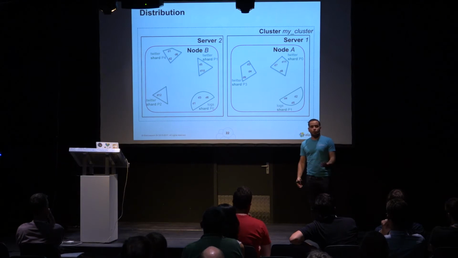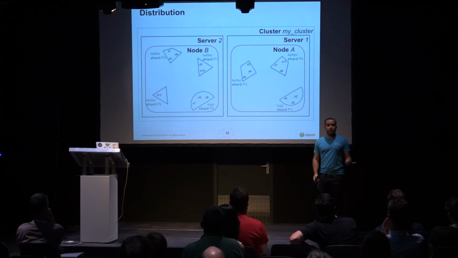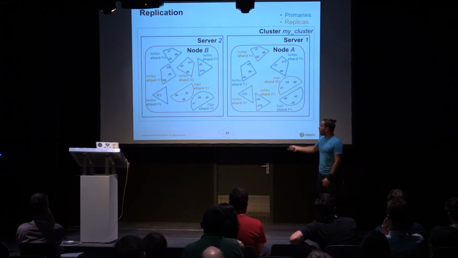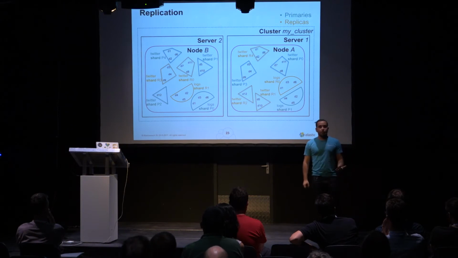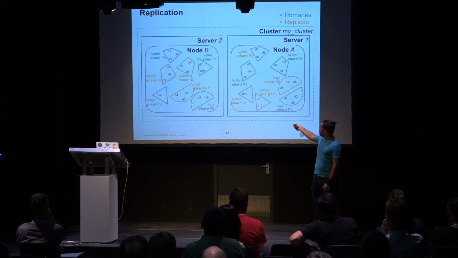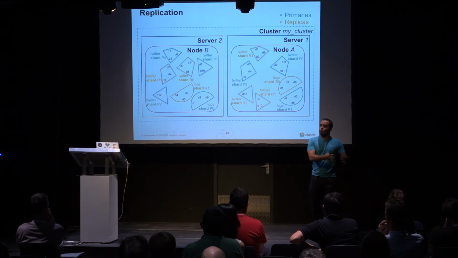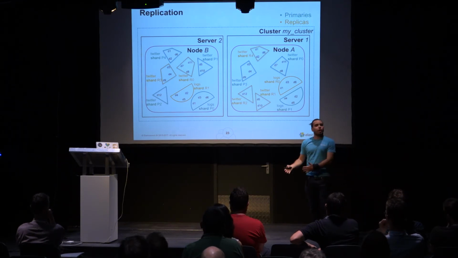What happens if a node fails? And then you lose data. So we have the concept of replicas. By default, every index has 1 replica per shard. So in this case, we had 5 shards, and now we have 5 replicas. And we call them primary shards and replica shards.